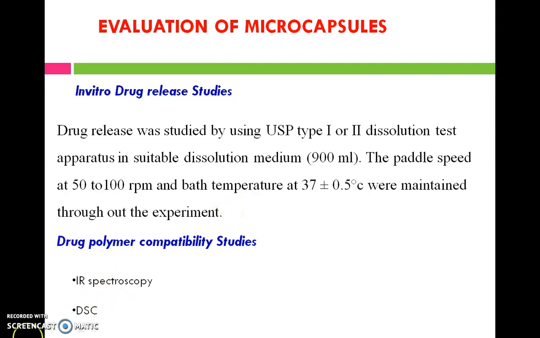Then drug polymer compatibility study. As in microencapsulation we are using various physico-chemical and chemical methods, there may be chances of interaction of drug and polymer. So whether our drug and polymer are showing any interaction or giving rise to any hazardous or toxic substance, or whether the efficacy is reduced, this must be determined, and it can be determined by IR spectroscopy and DSC. This method is also used to check the structural integrity of the drug.